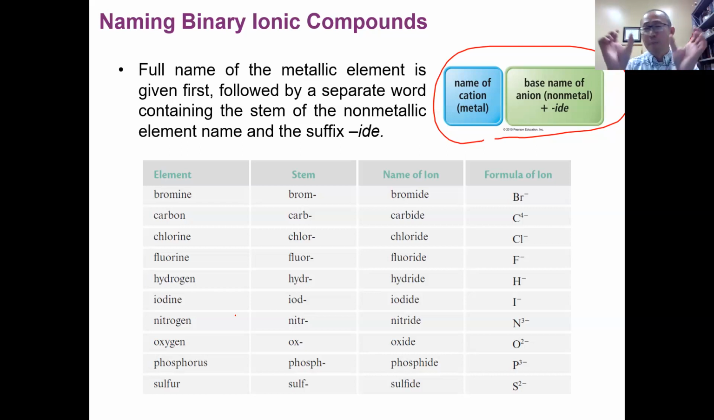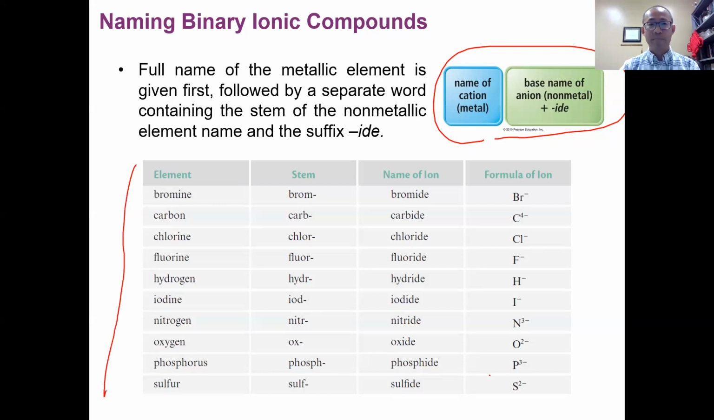So there are 2 parts in the name. One part is the name of the metal. Another part is the stem name or base name of the nonmetal plus the -ide. So the only question is how do we know the base name plus -ide for the nonmetals, which is listed in this table.